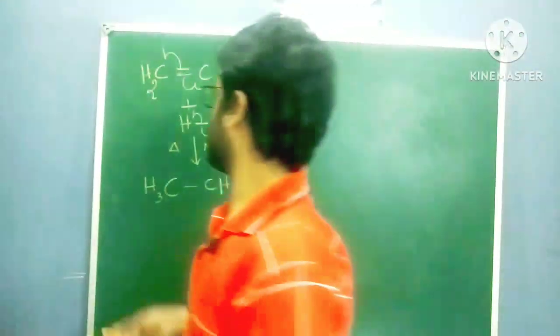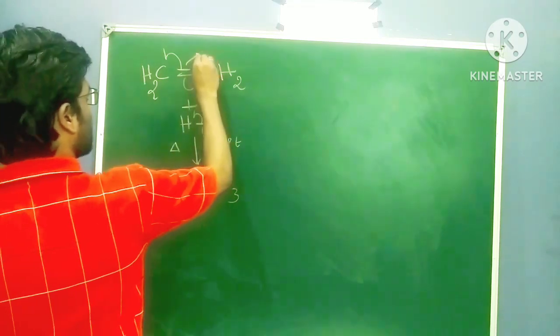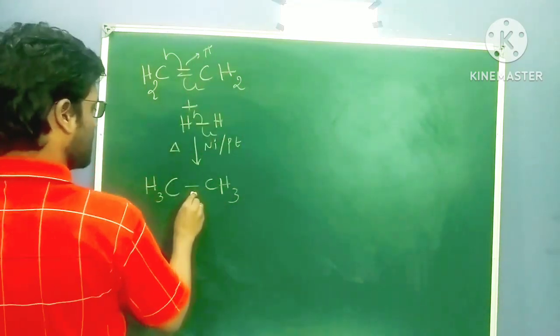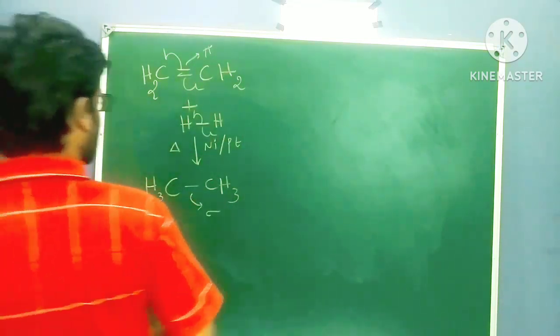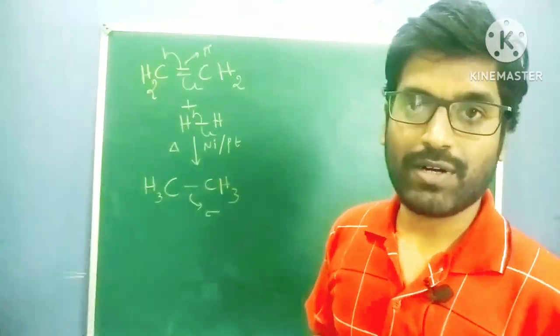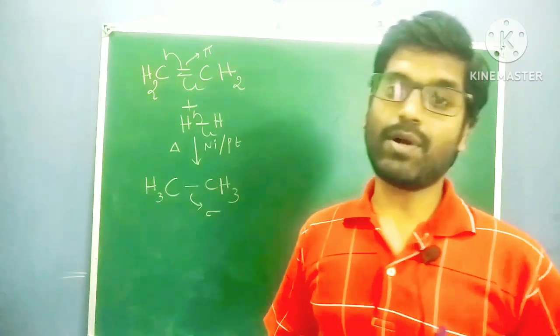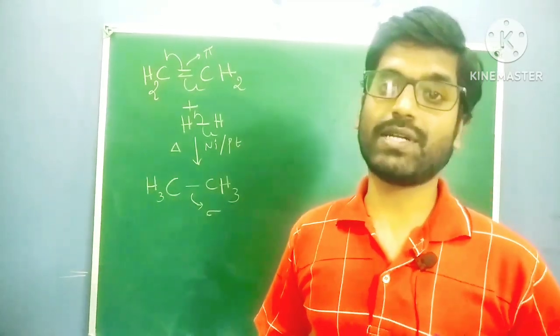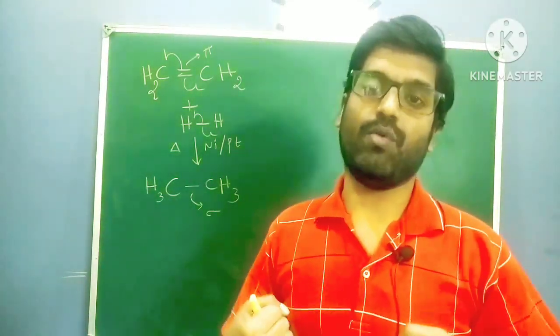Now my question is, why do we have to do hydrogenation? Here, see, this is a pi bond, this is a pi bond, and this is a sigma bond. So which is strong? Is the pi bond strong or the sigma bond strong? The sigma bond is strong, right? Why is the sigma bond strong? Because of end to end overlap.